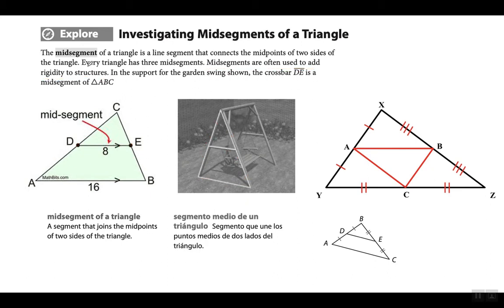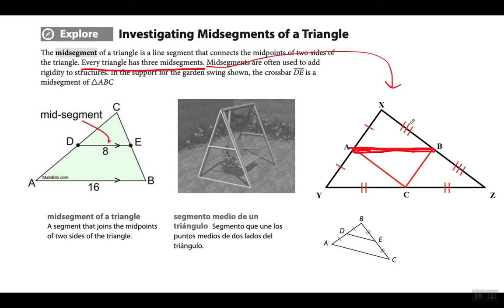Now, one more thing I want to look at, which is right here. It says every triangle has three midsegments. So now let's look at this diagram over here. Look at these three lines. These are the three midsegments of the triangle. If we look at the triangle with point X at the top, the way it is now, and this is the bottom, then the midsegment would be this line right here. Segment AB would be the midsegment.